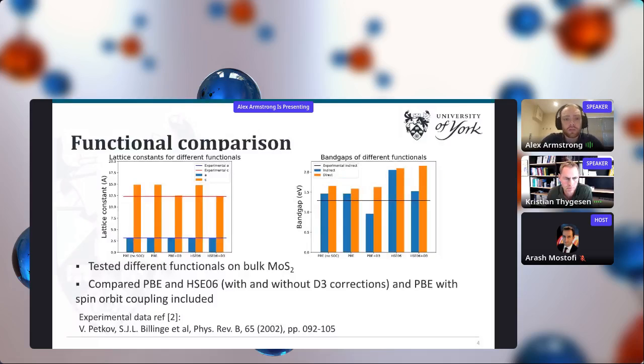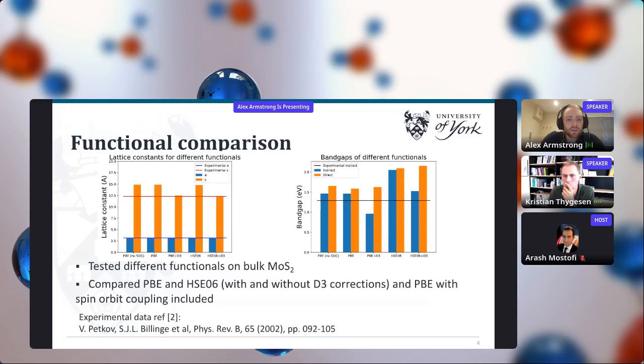Initially, what we had to do was assess which functionals we needed to use to give reasonable properties compared to experiment. So we tested a few functionals. Firstly, PBE without any spin-orbit coupling. Then PBE with spin-orbit coupling. Then we included D3 corrections to include van der Waals forces. We then looked at a hybrid functional, HSE06, and HSE06 including the D3 corrections. All of these, apart from the first one on the left, did include spin-orbit coupling.